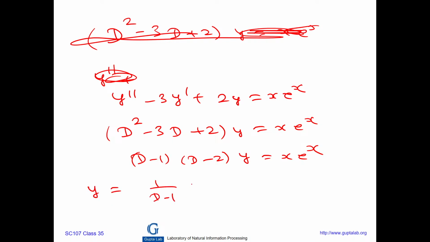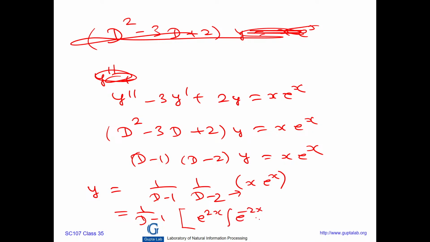So y is 1 over d minus 1, 1 over d minus 2 times x times e raised to power x. First apply this operation and then apply the second operation. So this is nothing but 1 over d minus 1 times the whole thing, which is e raised to power 2x integration e raised to power minus 2x x times e raised to power x dx. Yes, 1 over d minus 1. This whole value is minus 1 plus x times e raised to power x. You can simplify, and we arrive at something like this.